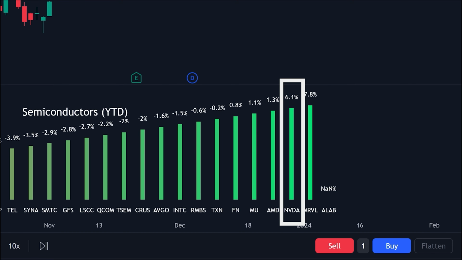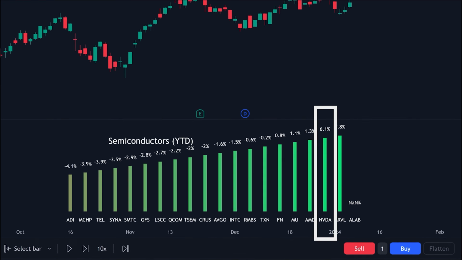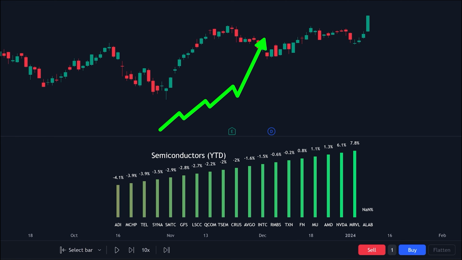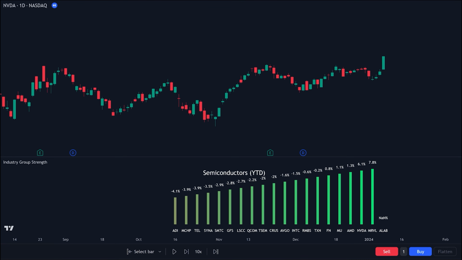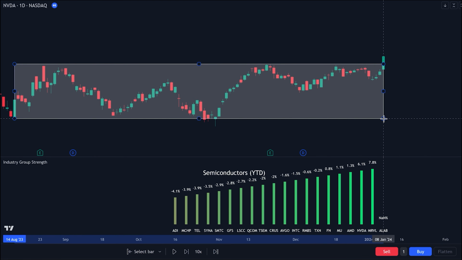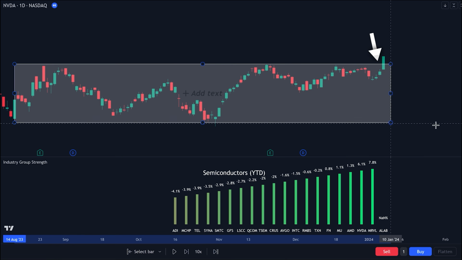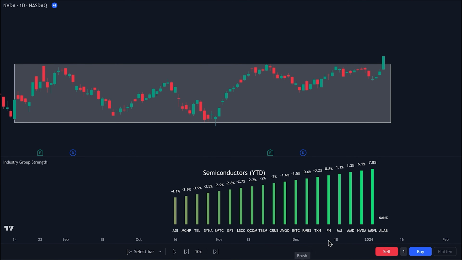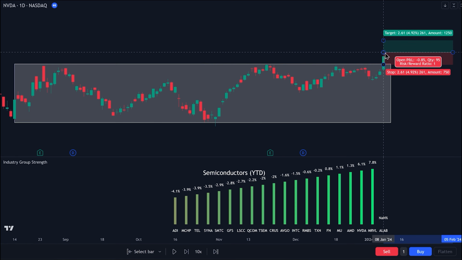This is important because we're looking for strong stocks to trade, and NVIDIA is clearly showing bullish momentum based on its sector performance. Now let's zoom in on the price action. We see that NVIDIA has been trading in a range, highlighted by the rectangular box. The key point here is to wait for a clear breakout from the range. Now we move to the entry point. The idea here is to enter the trade once the price clearly breaks out from the range.